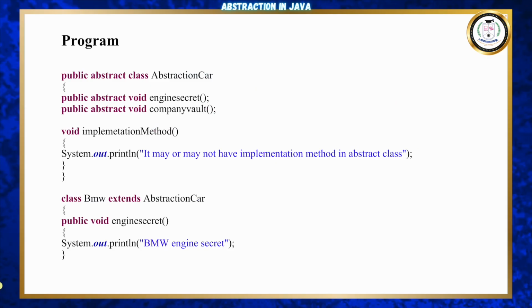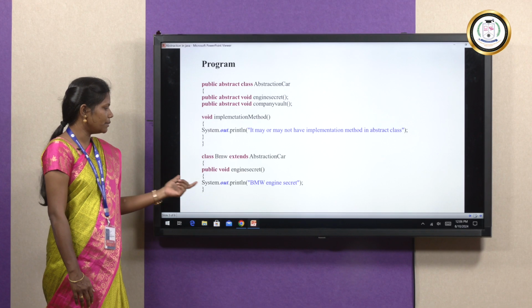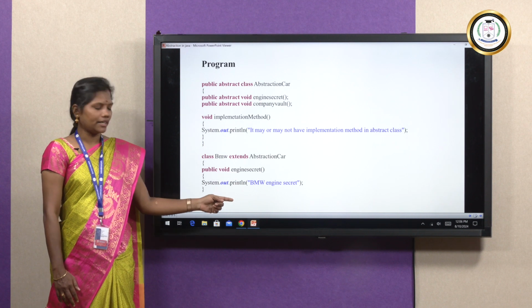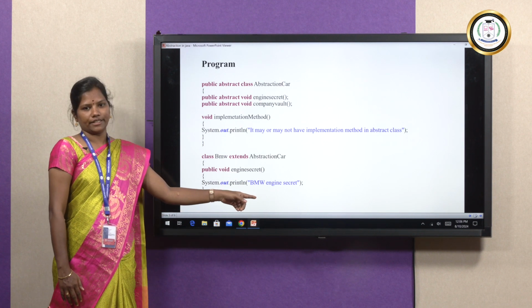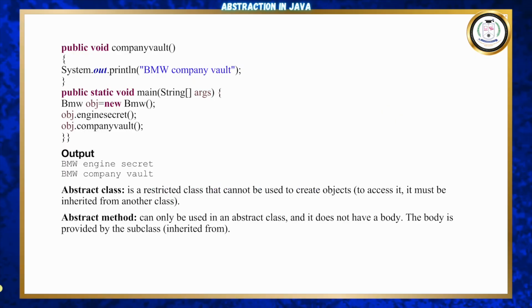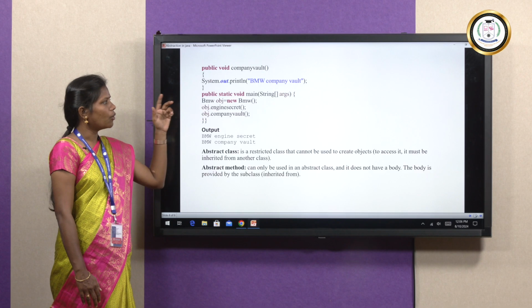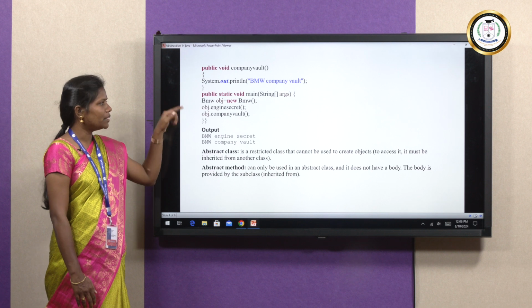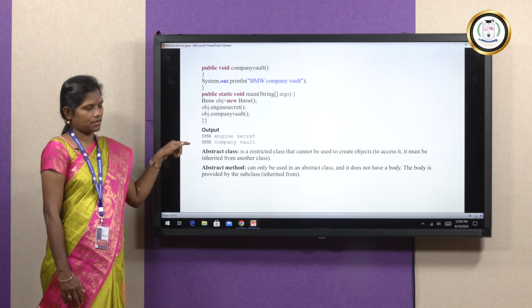Public void engine secret is the unimplemented method, and now I am going to implement it in the BMW class. The implementation is system.out.println BMW engine secret. This is the implementation detail for engine secret. Company vault is the other method, which I have implemented as system.out.println BMW company vault. Both unimplemented methods are implemented in this BMW class.